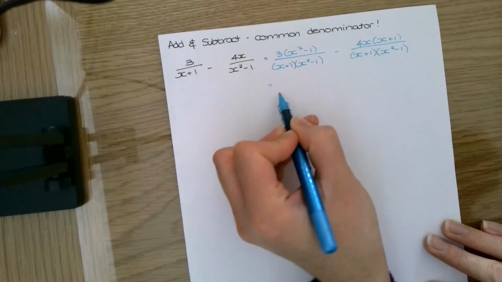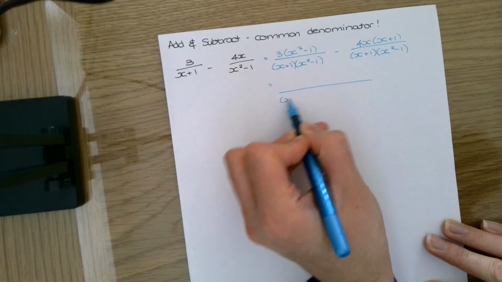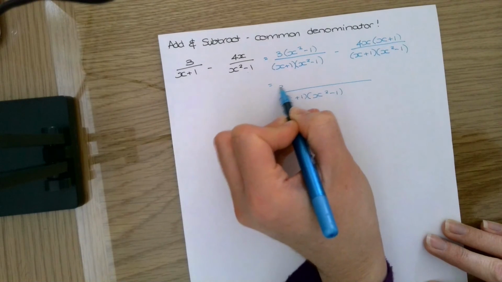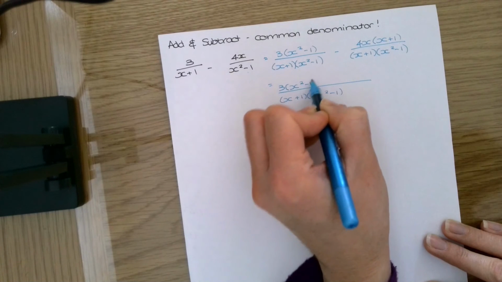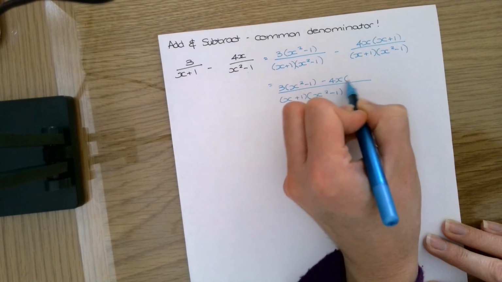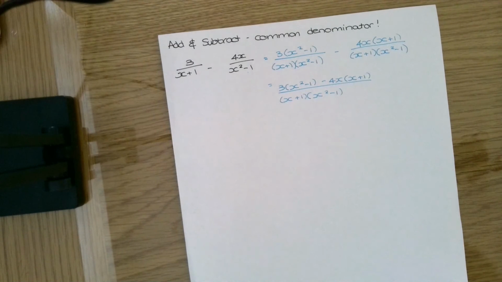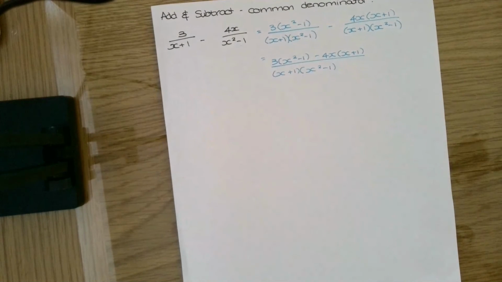And then I can combine into one large fraction, x plus 1, x squared minus 1, 3x squared minus 1, minus 4x, x plus 1. It's looking quite lengthy. I've not even started to multiply out and see what I can factorise and cancel. So that's not ideal.